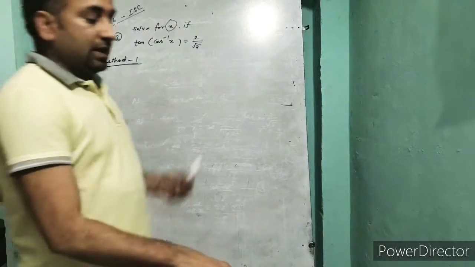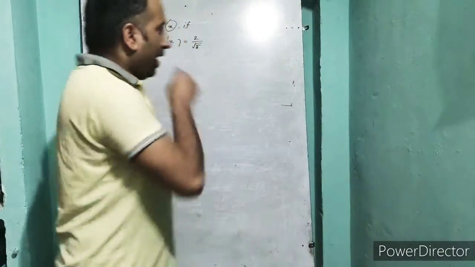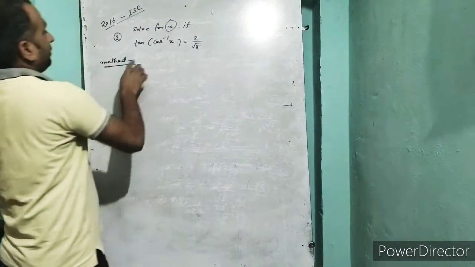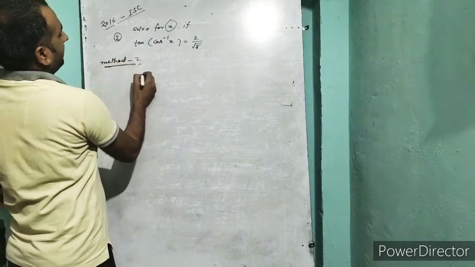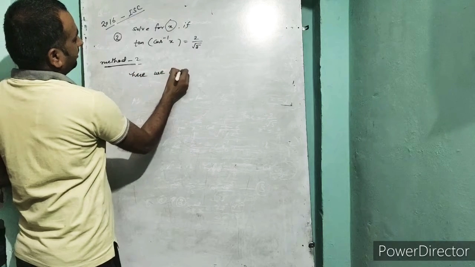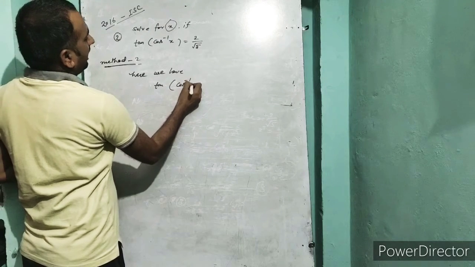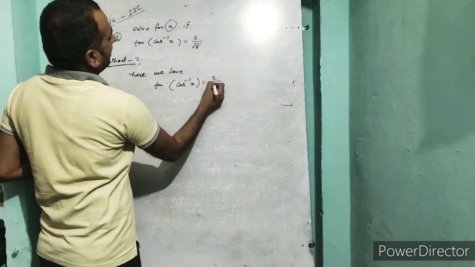If you feel that method is simple, you can apply it. Okay. Method number 2. Here we have tan of cos inverse x is equal to 2 upon root 5.